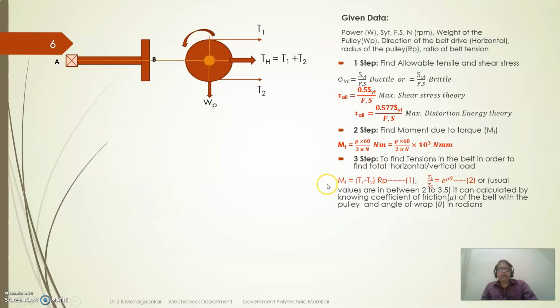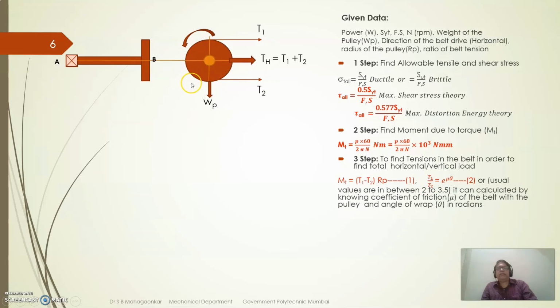Okay. So you just see here in this problem, T1 and T2, the belt drive is horizontal. So what you will get is T1 minus T2, that is the tension. T1 by T2 is the ratio. Yes, if it is given, it's okay. Otherwise, he should give mu and theta. What is mu? Coefficient of friction between the belt and pulley, and theta is the overlap angle.